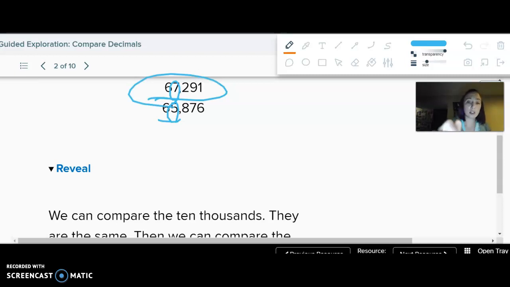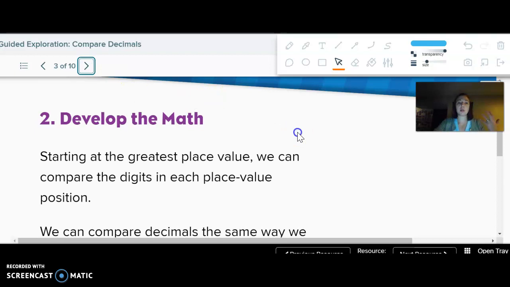Notice that we do not start at this side and we don't say, oh, look, 6 ones is bigger than 1 one. So this one must be bigger. No, because those are just ones, those are little. Versus a thousand, the 7,000 counts a lot more than just the one. So 7,000 bigger than 5,000. So that's how we would compare them. Same thing works with decimals.